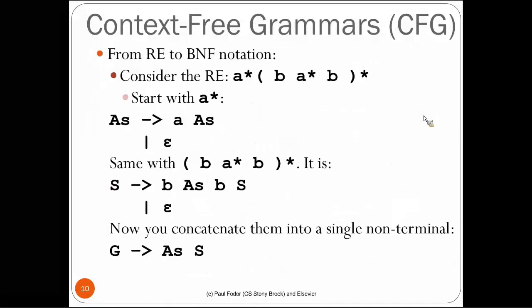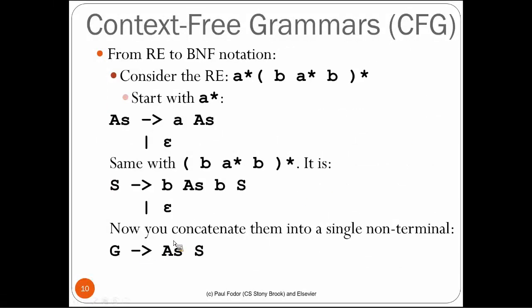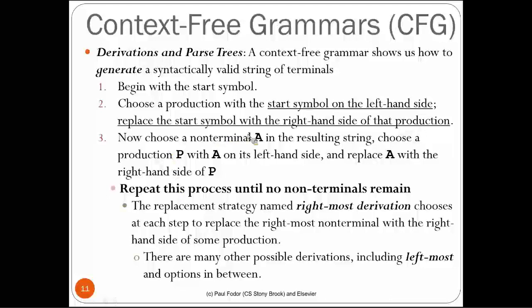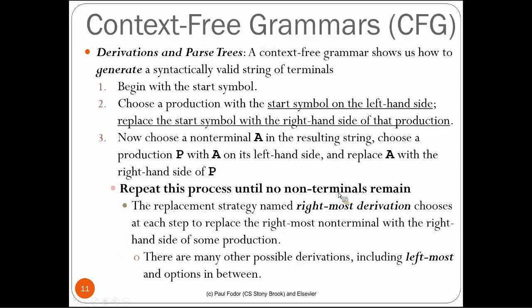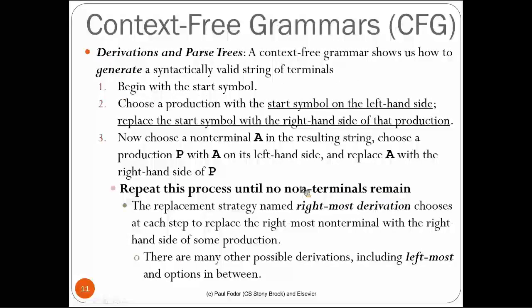So we basically start with S in our previous example, or G, and we replace G with AS and S. Okay. So now we can choose any non-terminal A from the resulting string, and we choose a production rule P with A on the left-hand side, and we replace that A with the right-hand side of P. So in the previous example, we can choose, let's say, S, and we replace S by one of the production rules for S. We repeat this process until no more non-terminals remain. So basically, we will unfold every one of the non-terminals until we have only tokens.